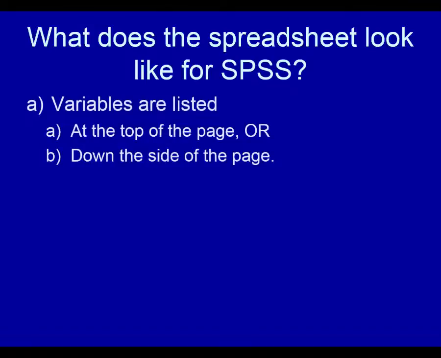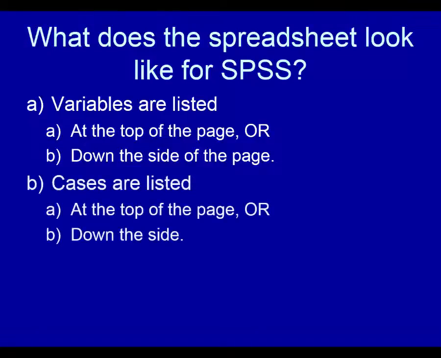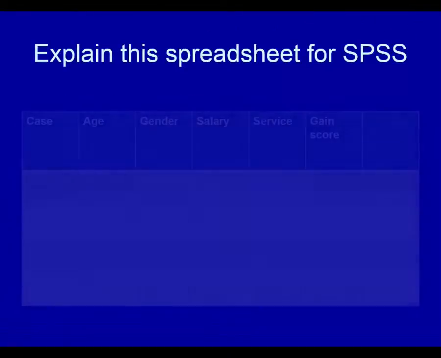What does a spreadsheet look like for SPSS? I assume you have a vision now of the spreadsheet, what it looks like. Are variables listed at the top of the page, or down the side? Well, the variables for SPSS are across the top. What is down the side are cases, individuals. So cases are listed down the side as indicated there.